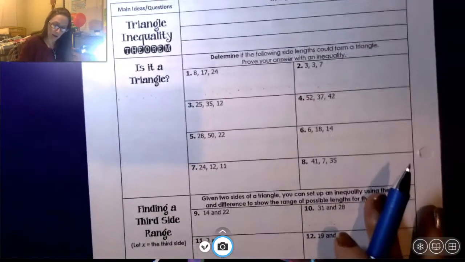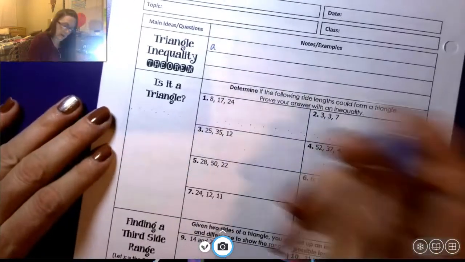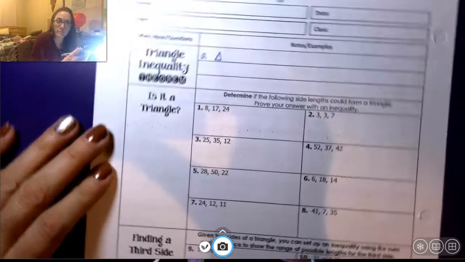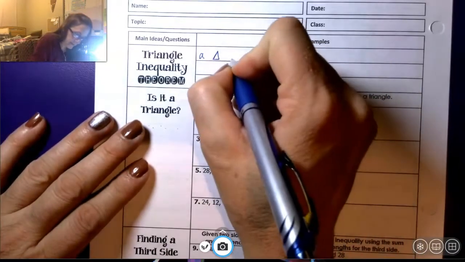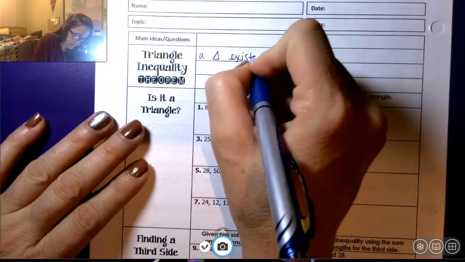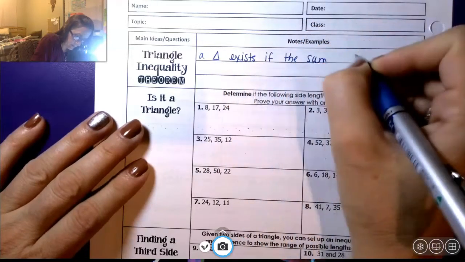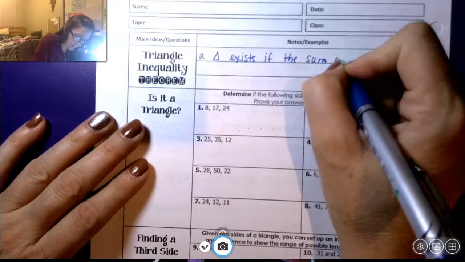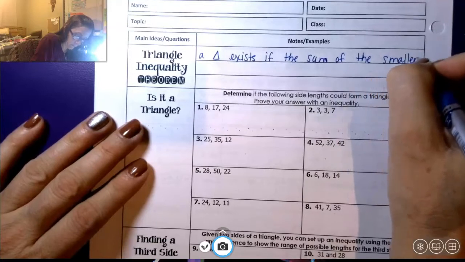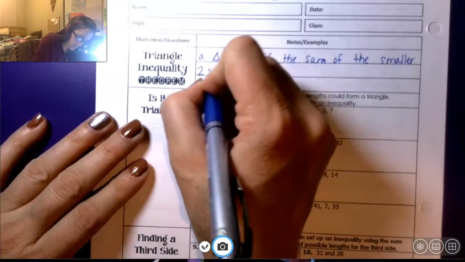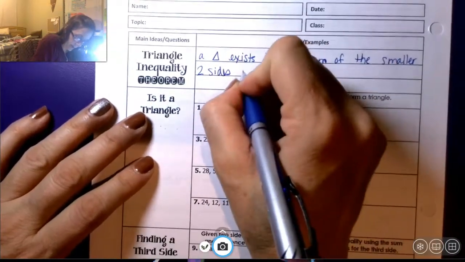So the triangle inequality is a triangle. Let me show that for you a little bit. A triangle exists if the sum of the smaller two sides is larger than the third side.